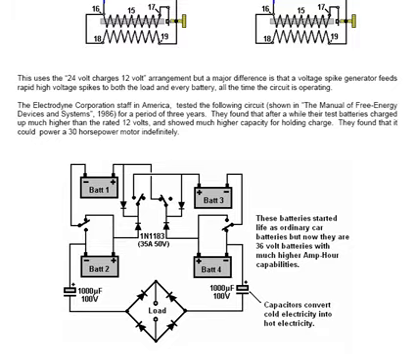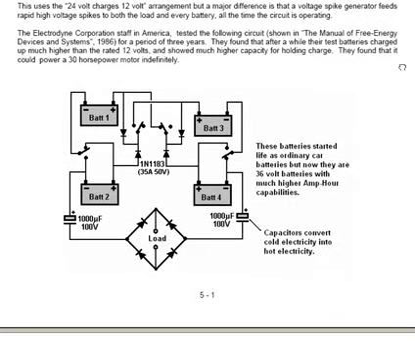The Electrodyne Corporation staff in America tested the following circuit, shown in the Manual of Free Energy Devices and Systems, published in 1986. They worked on the circuit for a period of 3 years. They found that after a while their test batteries charged up to much higher than the rated 12 volts, typically around 36 volts, and they showed a much higher capacity for holding charge. They found that it could power a 30 horsepower motor indefinitely.